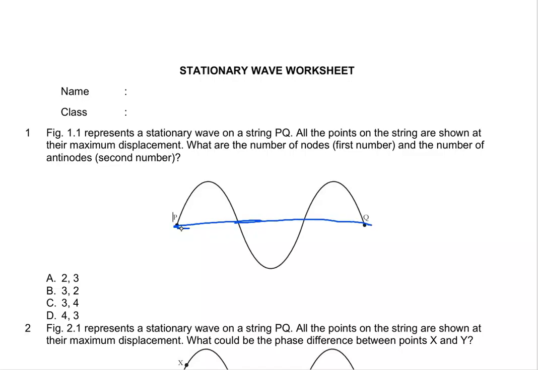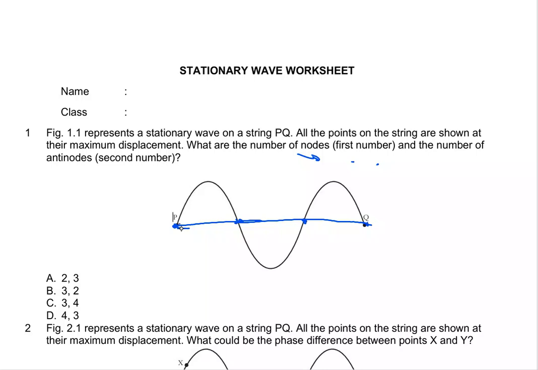Okay, so at a node, the particle is at the equilibrium line. The particles always stay at that point. So this is node, node, node. Why is this part not a node? Because this part is going up, it's not staying in place. Nodes are the points where the particle always stays in place.